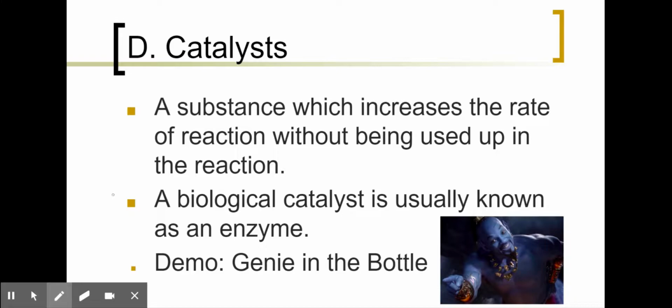A biological catalyst is known as an enzyme, which you've heard about in biology before. Enzymes speed up reactions in your body. For instance, in your stomach, there are enzymes that at a certain acidity level will kick in and cause you to digest food faster. Without those enzymes, it would take you way longer to digest the food. So those are some things that can speed up reactions.